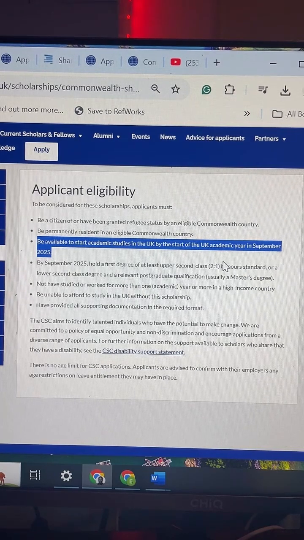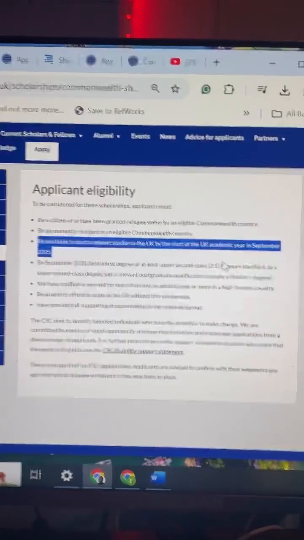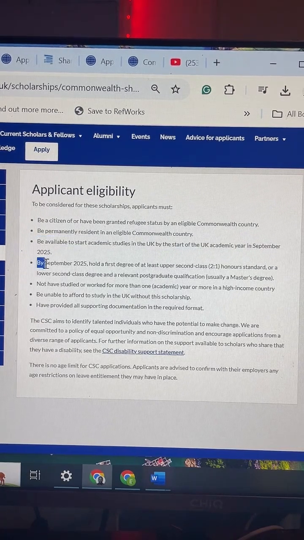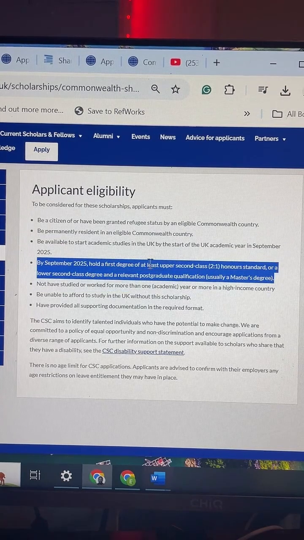The next one is to be available to start academic studies in the UK by the start of the UK academic year in September 2025. So the admission that you are making should begin next year, September 2025. If you are making any application for admissions now, ensure that the course is starting next year, September 2025.